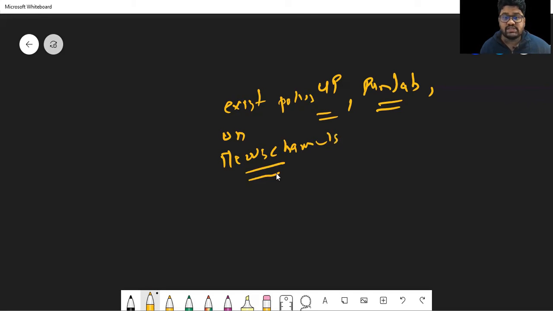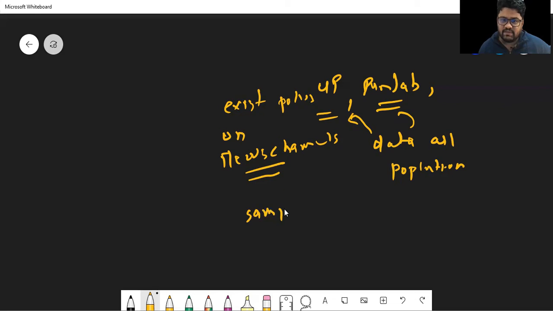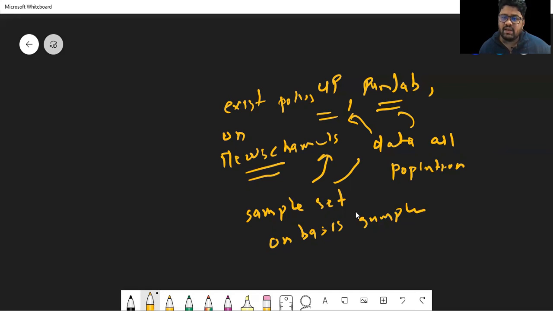So how are they doing this exit poll? They are not collecting data from all the population residing in Punjab or UP state. They are collecting a sample set from Punjab and UP, and on the basis of that sample, they are predicting the population mean, or they are predicting who will win that particular election.